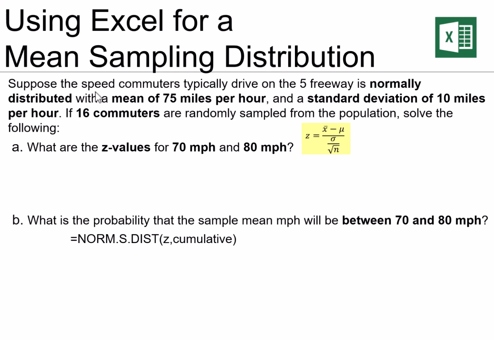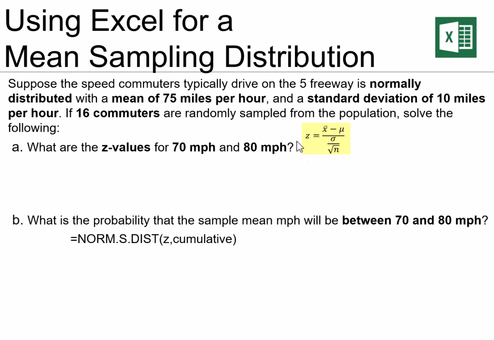So we have that the speed commuters typically drive on the 5 freeway is normally distributed with a mean of 75 miles per hour and a standard deviation of 10 miles per hour. If 16 commuters are randomly sampled from the population, we want to solve for the following. The first part here is we want to identify what are the z values for 70 miles per hour and 80 miles per hour.